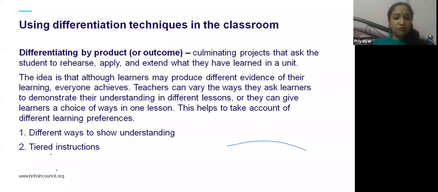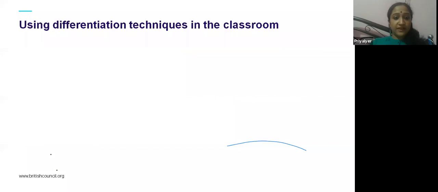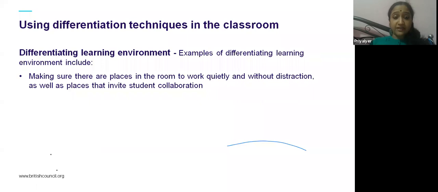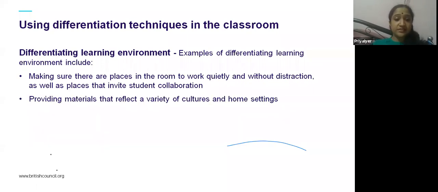And we'll move on after this to the final one, that is the learning environment that you provide in the classroom. Of all the four, I think it's extremely important: making sure that there are places in the room to work quietly and without distraction, as well as places that invite student collaboration. Some students work very well by sitting quietly and working without any distraction. Some students really like to collaborate, speak to each other, and they learn more. So make sure that your class has that freedom, that movement space.